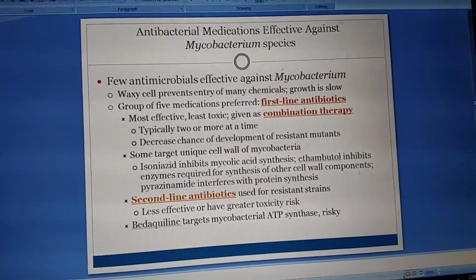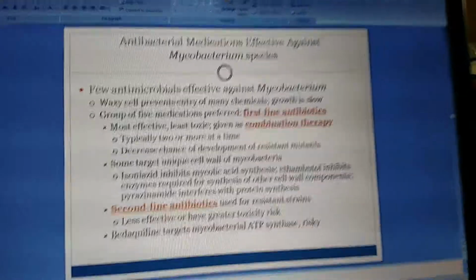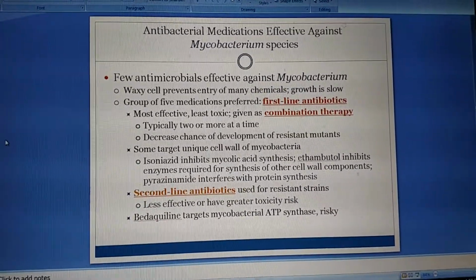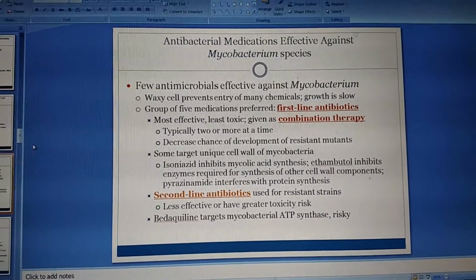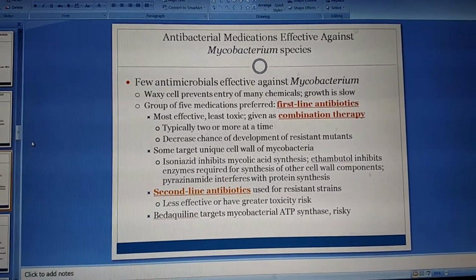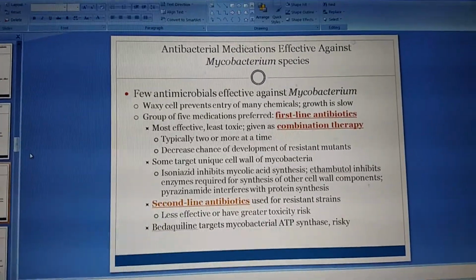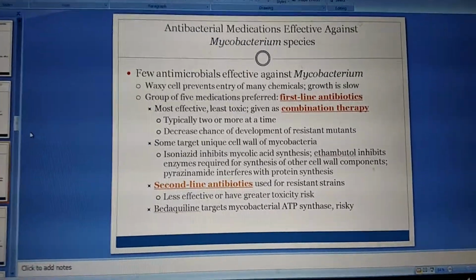Now, when you're dealing with Mycobacterium, not a lot of drugs are very effective. Remember, Mycobacterium is acid-fast. It has that mycolic acid in the cell wall, which prevents a lot of chemicals from getting in. It also grows very slowly, which prevents a lot of medications from working.